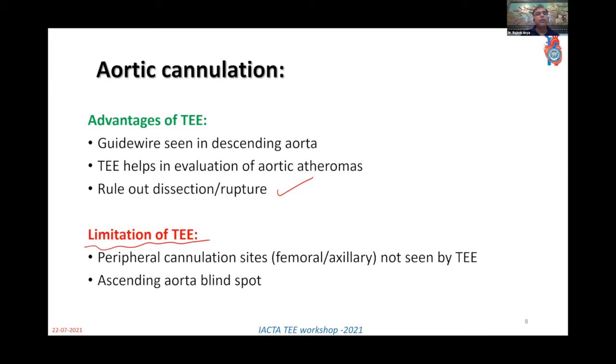But there are certain limitations also to the TE. For example, peripheral cannulation is done many times for dissection or aneurysm cases. That is from the femoral or axillary artery. But these peripheral sites are away from the range of transesophageal echo, because the transesophageal echo can see within the thorax or part of cardiac structures below the diaphragm also, but beyond that, the TE is not very helpful. And there are certain areas which are called the blind spots in the aorta where the TE is unable to take the pictures.